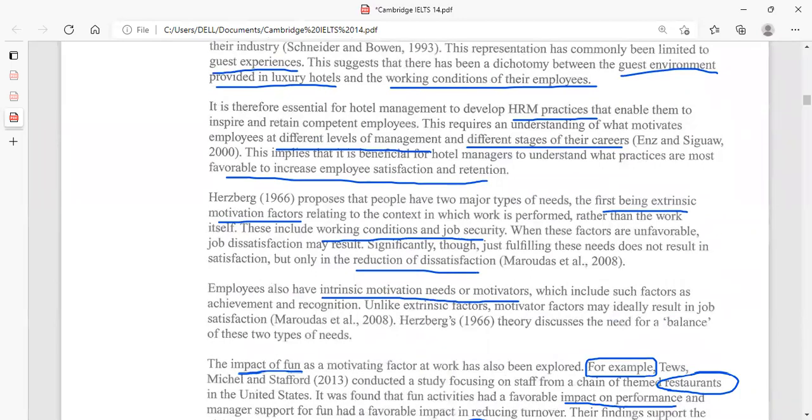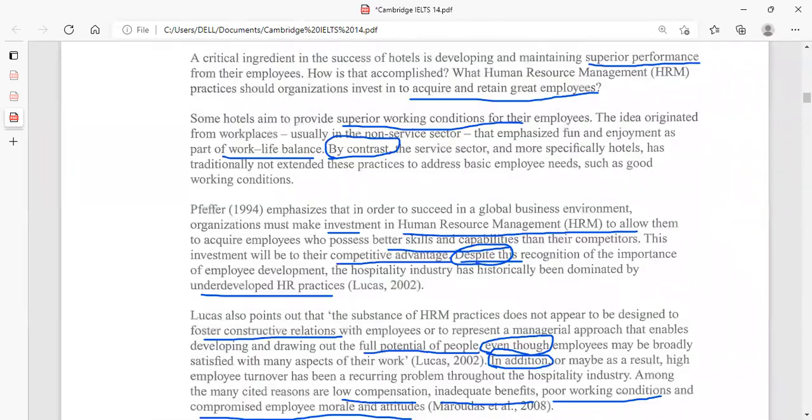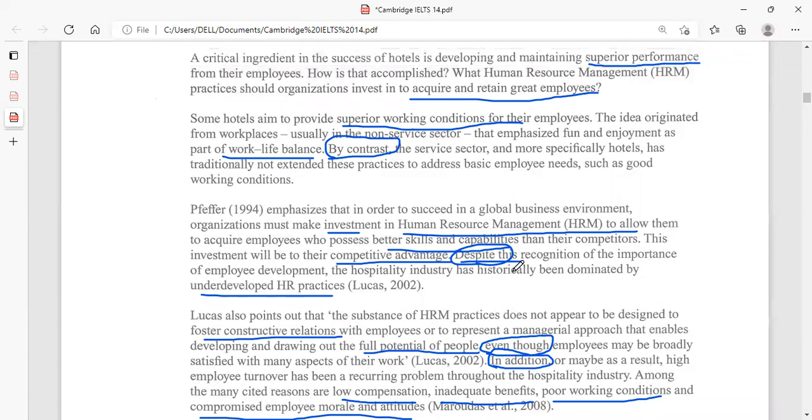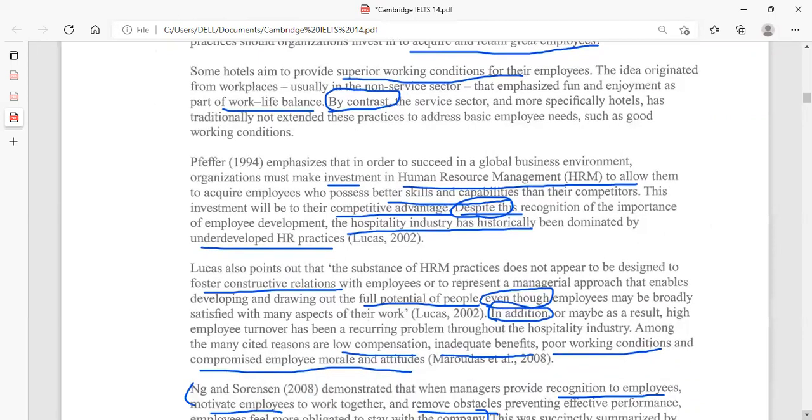If you look at here, how are we understanding this? See, we are understanding by here. It says P. Pfeffer emphasizes that in order to succeed, they must make investment in HRM to allow them to acquire employees who possess better skills and capabilities than their competitors. Right? See, it says the hospitality industry has historically been dominated by underdeveloped HR practices. But how do you say that little has been done to improve the skill of the workers? Who says this?